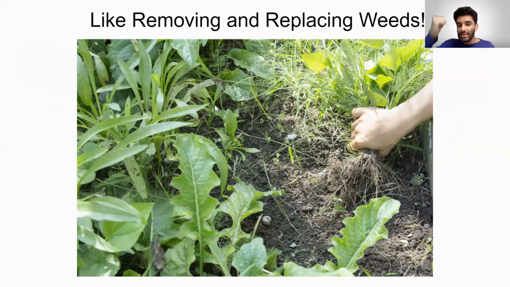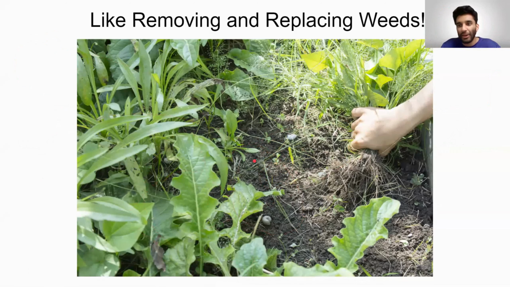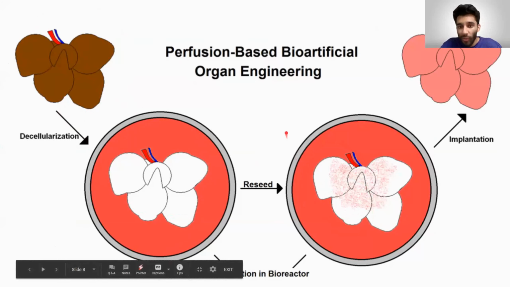We take out the weeds, we take them out of the soil, and we replant good plants that can grow in its place. So we take out the weeds and we plant something like barley that can grow. That's very, very similar to the process here. We're taking out cells, and in this analogy, the cells are weeds. We're taking out bad cells and we're putting in good cells to go and repopulate the organ.